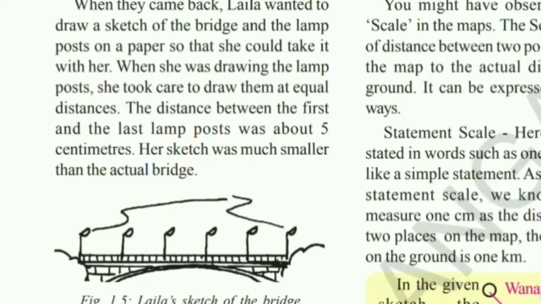Then what is the overall size of the bridge? We have 6 lamp posts. Between 2 lamp posts, if we take 1 centimeter, what is the full length of the bridge? Exactly 5 centimeters. See here, the distance between the first and the last lamp post was about 5 centimeters. Her sketch was much smaller than the actual bridge. This is the meaning of the scale or distance on a map.